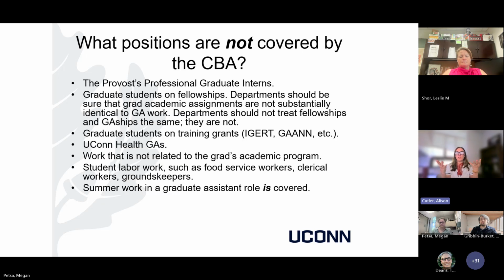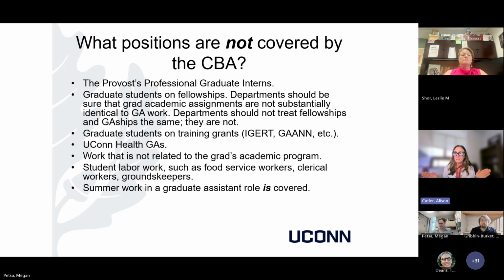Now, these are positions that are not covered. This contract specifically excludes provost professional graduate interns and graduate students that are fellows. I know lots of departments want to treat fellowships just like GA positions and call them GAs and all that.